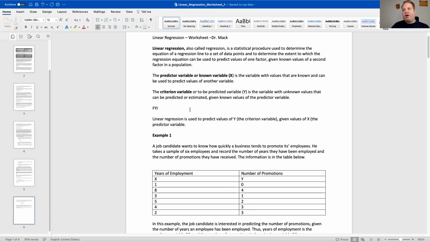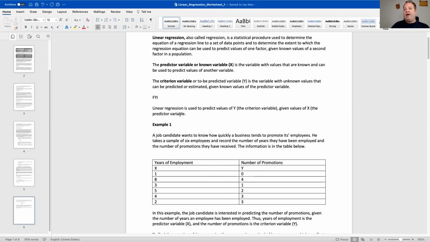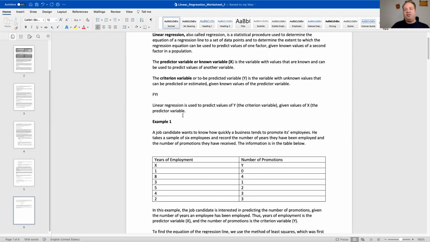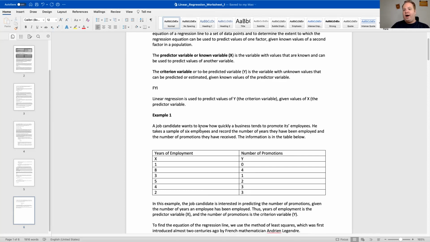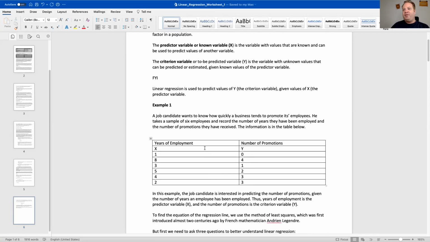The criterion variable, or to-be-predicted variable Y, is the variable with unknown values that can be predicted or estimated given known values of a predictor variable. FYI, and this is just reiteration here, linear regression is used to predict the values of Y, the criterion variable, given the values of X, the predictor variable. Example 1. Now this might be interesting. You might actually use this in the real world.